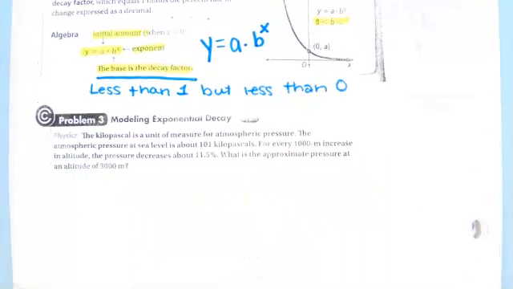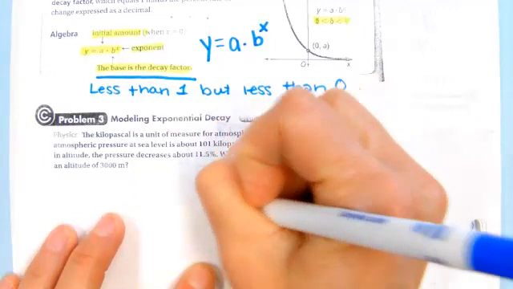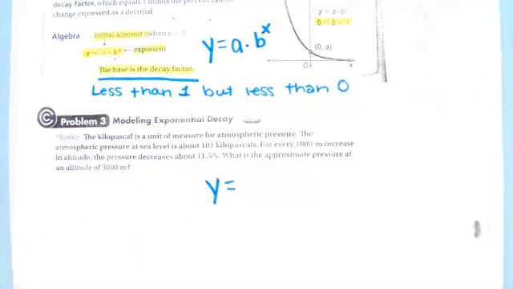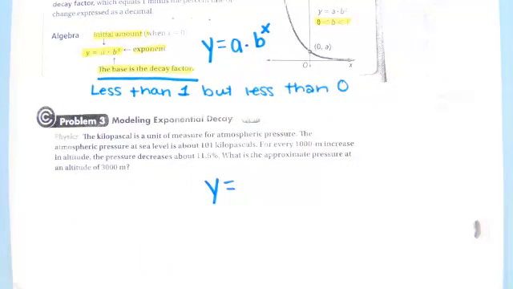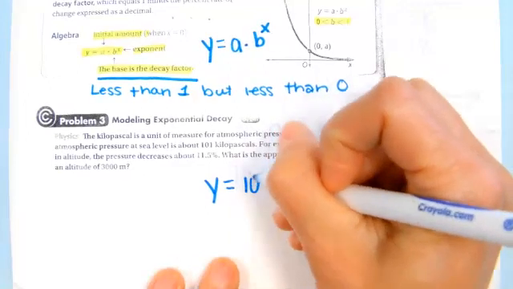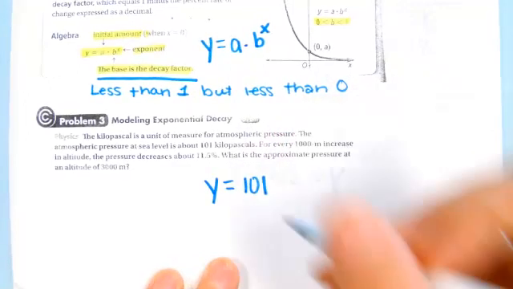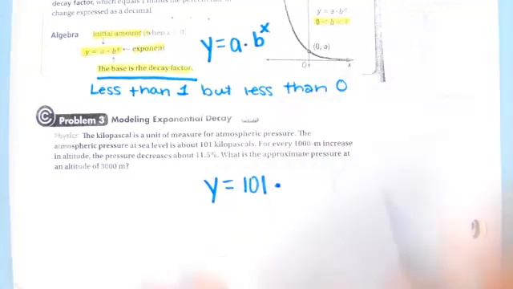First things first, we've got to write the equation so we can figure it out. So y equals, what's the initial value in this case? Go ahead, Cam. 101. That's the initial value. Now we're going to times that by our decay factor.